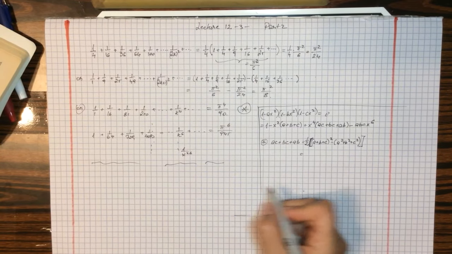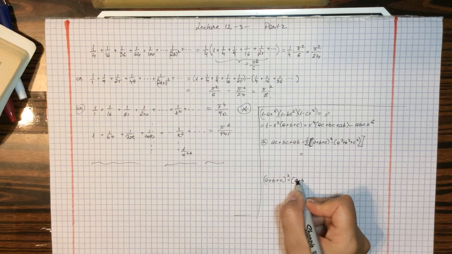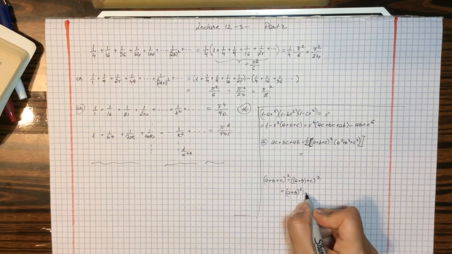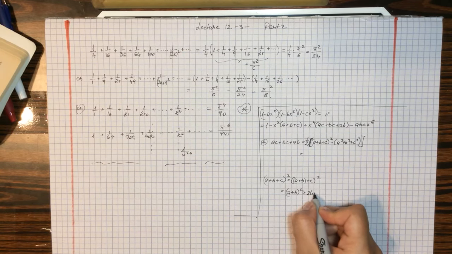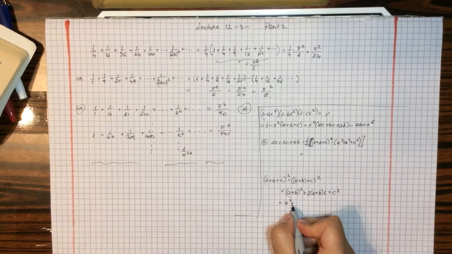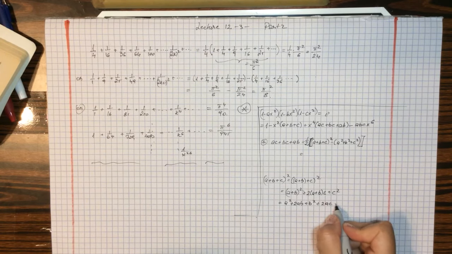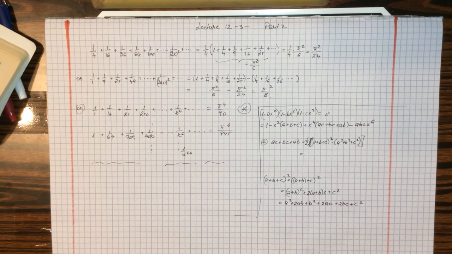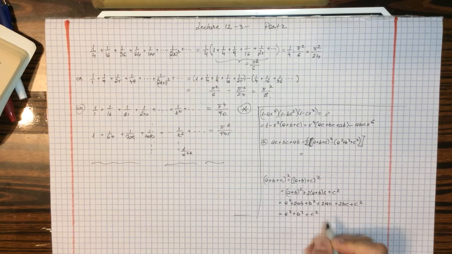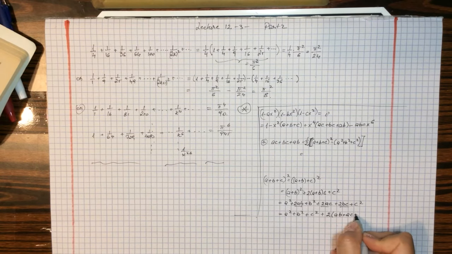Okay, so A plus B plus C squared is the same as A plus B, if you want to consider that as a group in its own, plus C squared, which equals A plus B squared plus 2 times A plus B times C plus C squared, or A squared plus 2AB plus B squared plus 2AC plus 2BC plus C squared, which is equal to A squared plus B squared plus C squared plus 2 times AB plus AC plus BC.